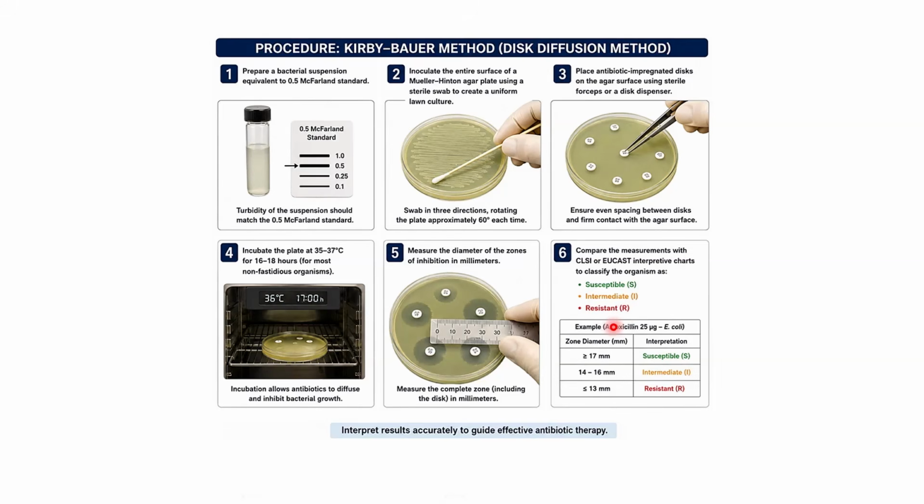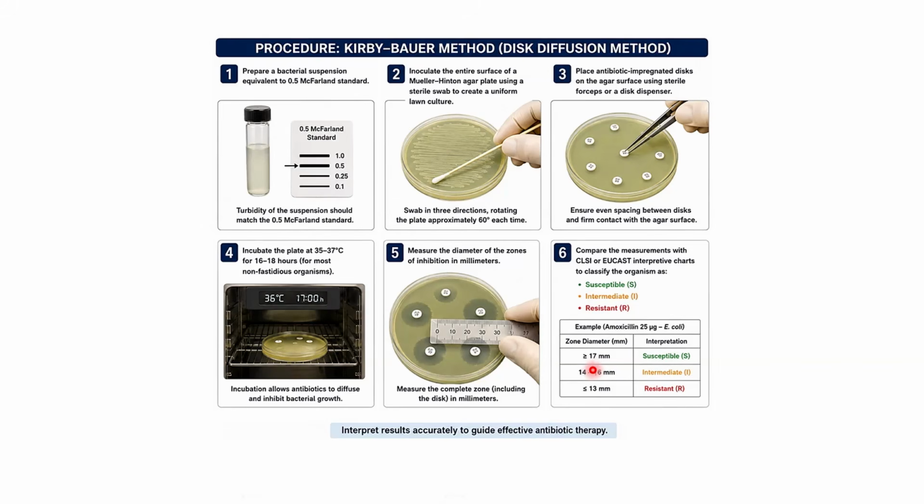So let's look at an example which is being provided by the CLSI for E. coli using the antibiotic amoxicillin. So assuming after performing our disk diffusion method, we measure the zone of inhibition for the antibiotic amoxicillin, and we had our diameter to be equal to or greater than 17 millimeters. So what it means is that the E. coli is susceptible to the antibiotic amoxicillin over here.